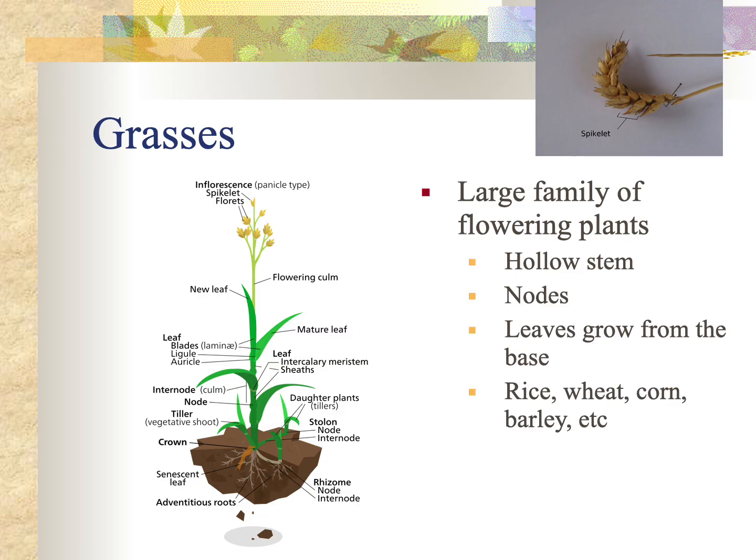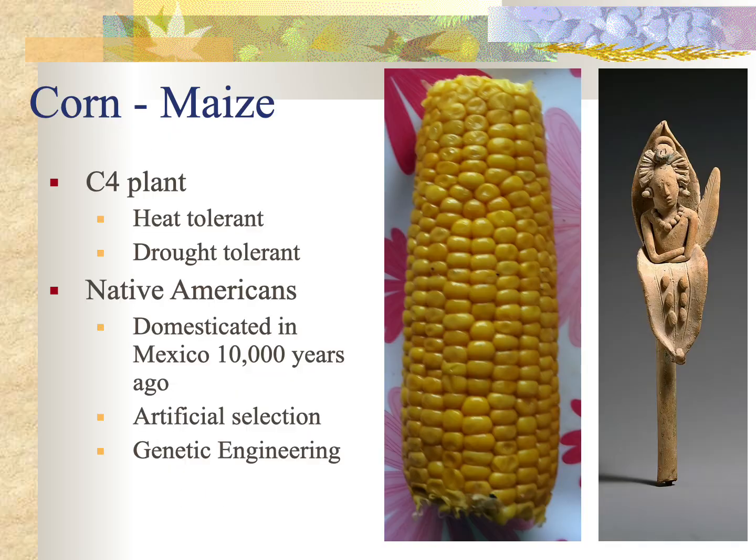Grasses include rice, wheat, and corn, and often we eat the seed heads. And so that upper right picture is a seed head from a grass, which are among the staples for us. One of the most important grasses that you know of is corn or maize. It's a grass that has that C4 metabolism that makes it very resistant to heat and drought and allows it to grow well in southern U.S. and even south into the tropics.